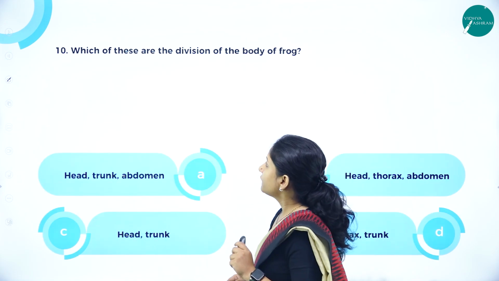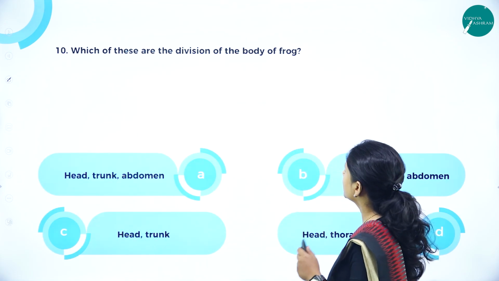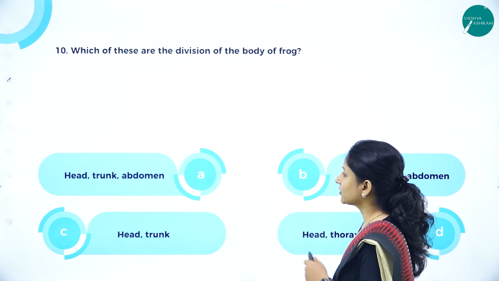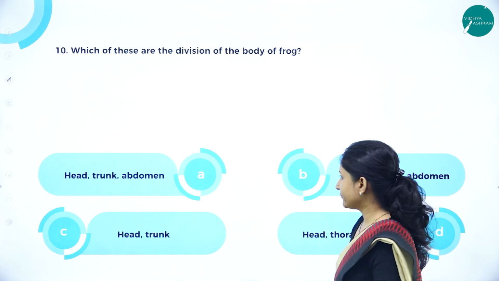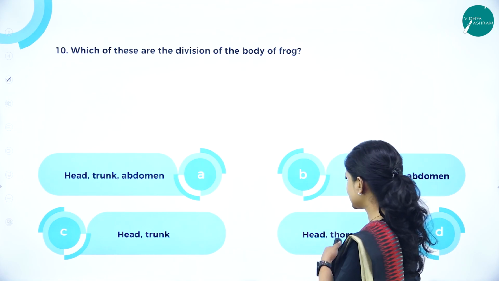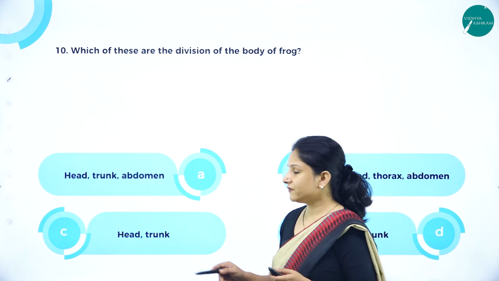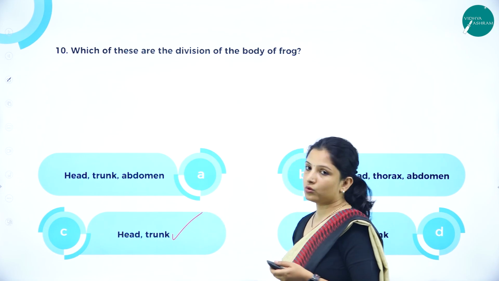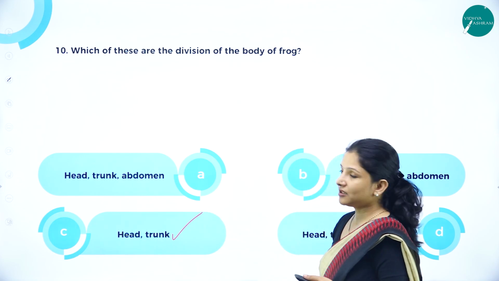Next question. Which of these are the division of the body of frog? Head, trunk, abdomen; head, thorax, abdomen; head, trunk; head, thorax, trunk. The body of the frog is divisible into head and trunk only. So therefore, option C is the right answer.